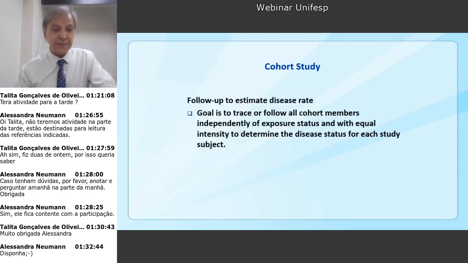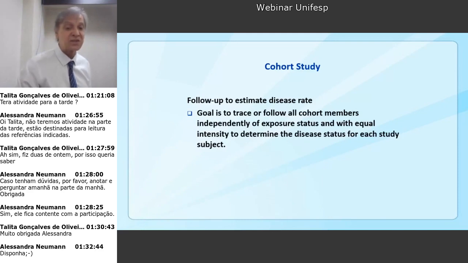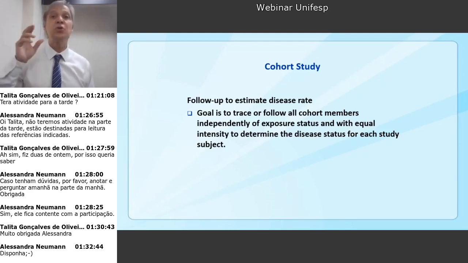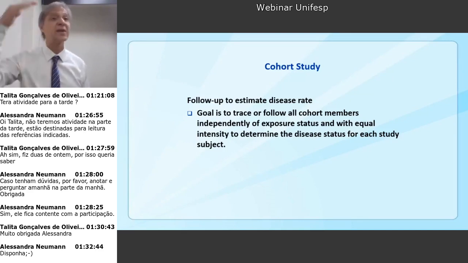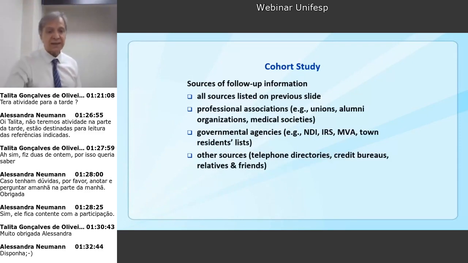Okay, we're back to that study. The goal of the cohort is to trace all cohort members, independent of exposure and with equal intensity, to determine the disease status of each study subject. That is also an important aspect of it. If you do not put the same intensity in measuring everything about the exposed that you put in the unexposed group, and vice versa, you're going to bias the study. Whatever metric, intensity, or frequency of measurement you use in the exposed, you use in the unexposed. And you try to use the same people. If it's a collection that needs a person to collect, use the same person to collect both sets of data. We already did that, so I'll skip a little bit.